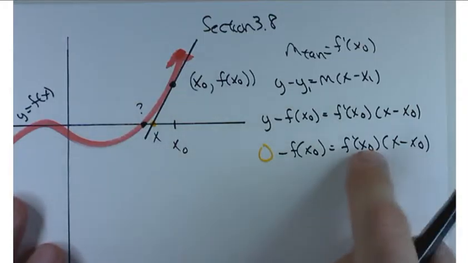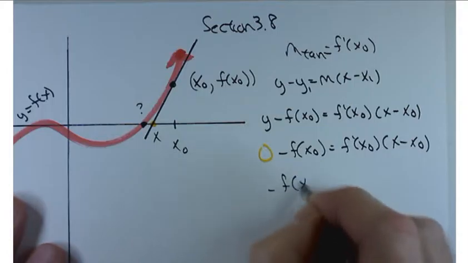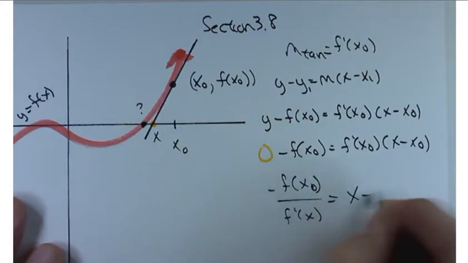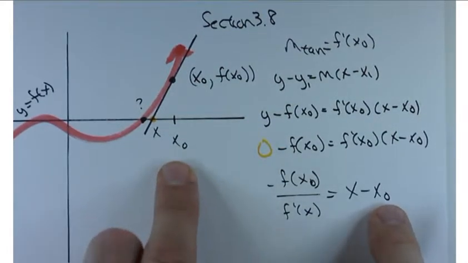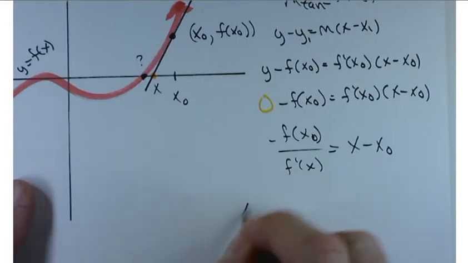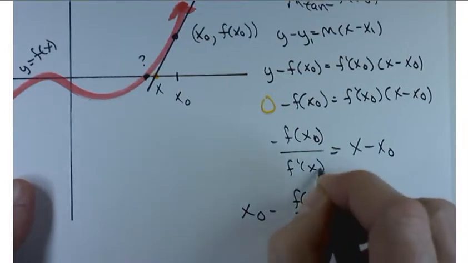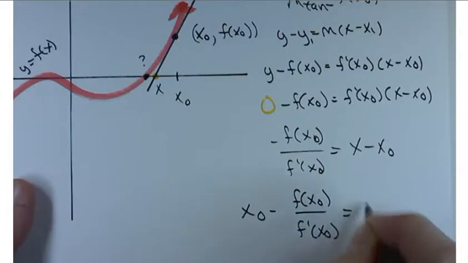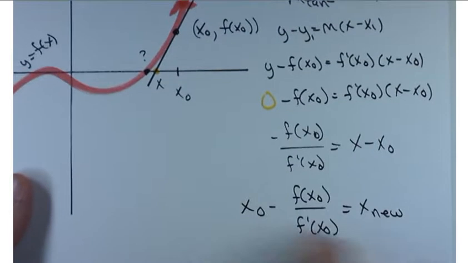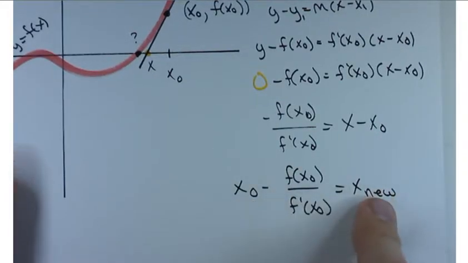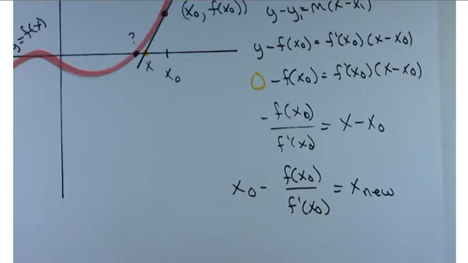So let's just divide both sides by f prime. That would give me minus f of x sub 0 divided by f prime of x sub 0 equals x minus x sub 0. Keep in mind, x sub 0 was our first guess. If I move this to the other side, then I get x sub 0 minus f of x sub 0 over f prime of x sub 0. And let's call that x sub new. So you've got an old guess minus a little bit of a correction factor gives you a new guess. And what we're hoping is that that new guess is even closer to the actual root.